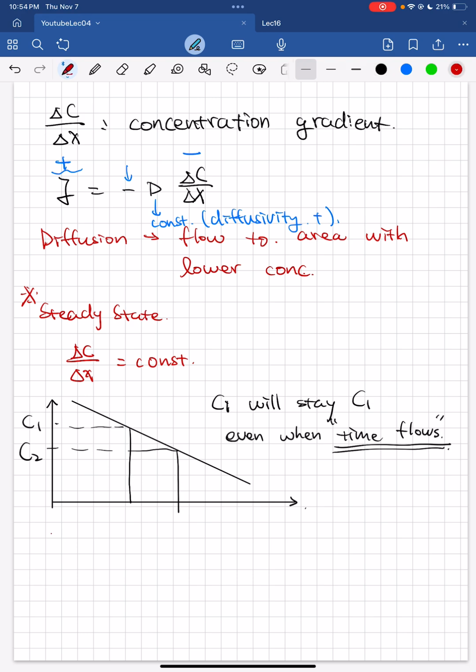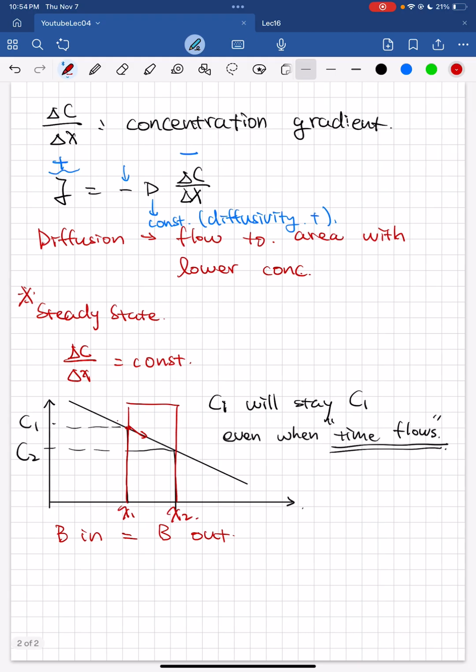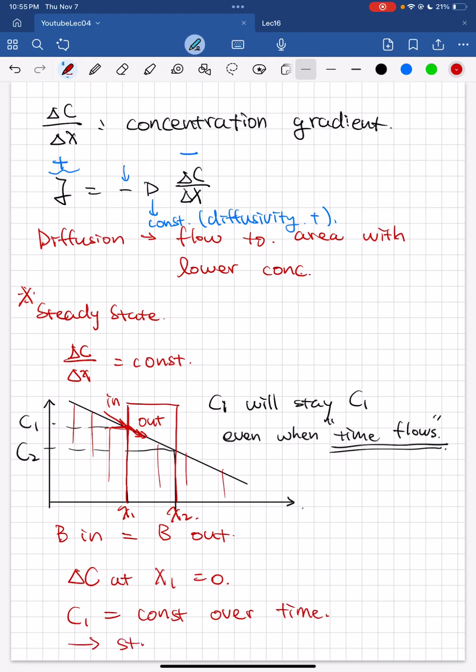Of course, it's very easy. Boron in equals boron out. At this wall, at this point, the X1 point, materials will go in to this X2, but what goes in will equal what goes out. So this is in, this is out. So it matches; delta C at C1, at X1, is 0. So C1 is a constant value over time. Same logic for any point in this system. We call that steady state. Therefore, delta C over delta X, as you can see in this diagram, should be a constant value.